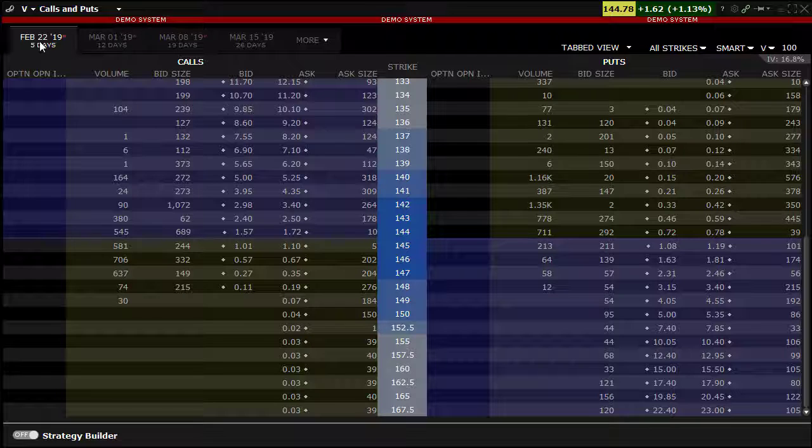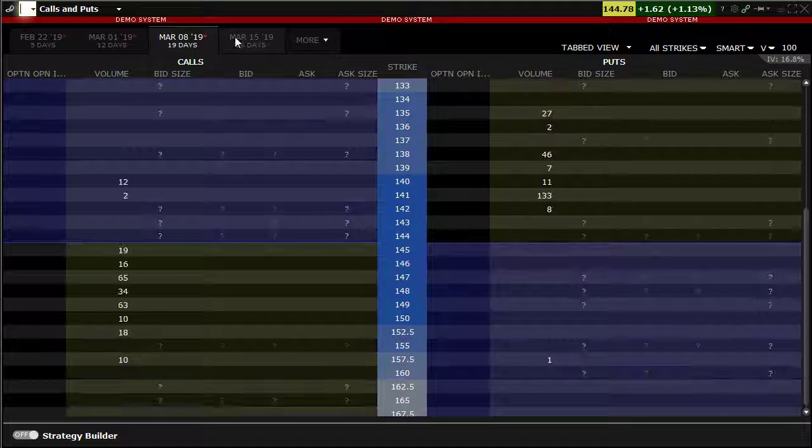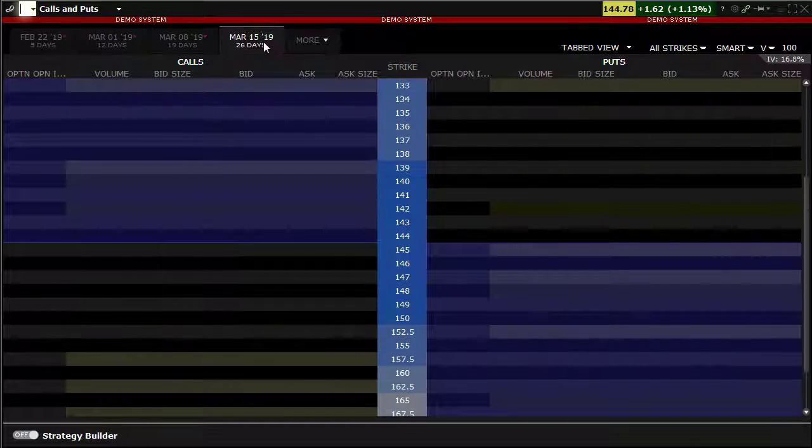So we're looking here, today's the 17th of February. So we're looking here at 5 days till expiration. And then there's all these different expiration periods. This particular security has weekly options. So you have the February, you have the March, you have the April, March 8th, March 15th.